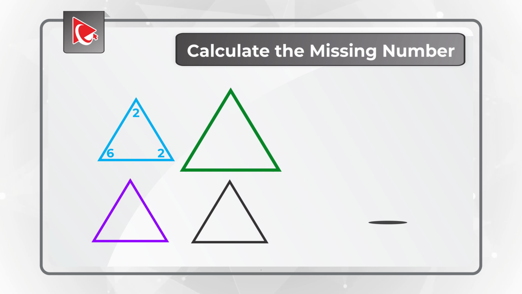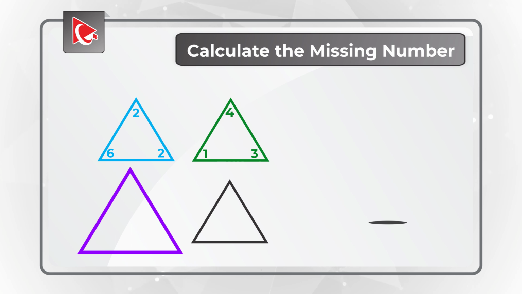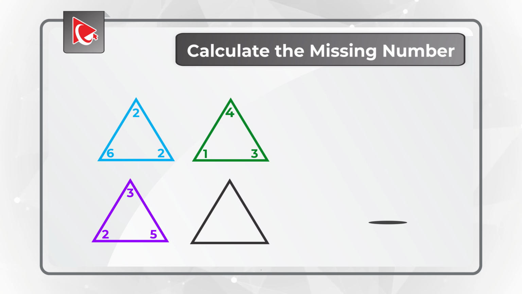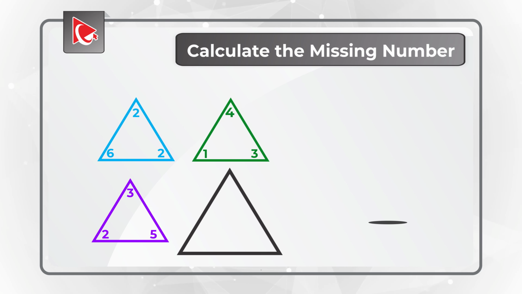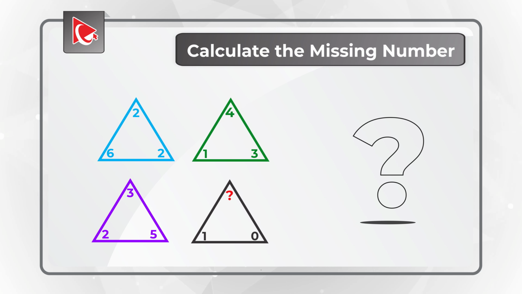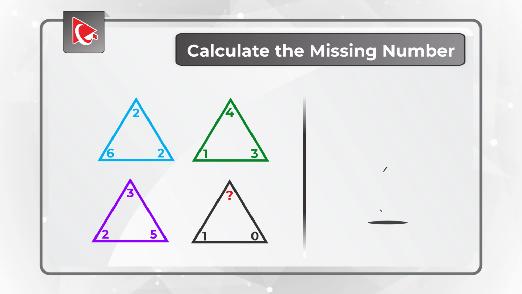The green triangle next to it in the upper right corner has numbers 4, 3, and 1. The purple triangle in the bottom left corner has numbers 3, 5, and 2. And then the last triangle, black triangle, has numbers 0, 1, and then in the upper corner there's a missing number which you need to calculate based on the 4 different choices.